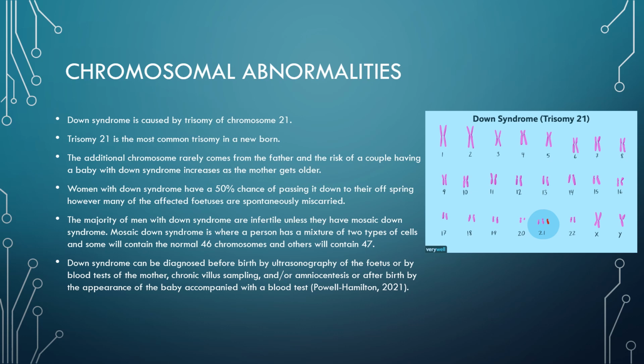Down syndrome can be diagnosed before birth by ultrasonography of the fetus or by blood tests of the mother, chorionic villus sampling and/or amniocentesis, or, after birth, by the appearance of the baby accompanied with a blood test.